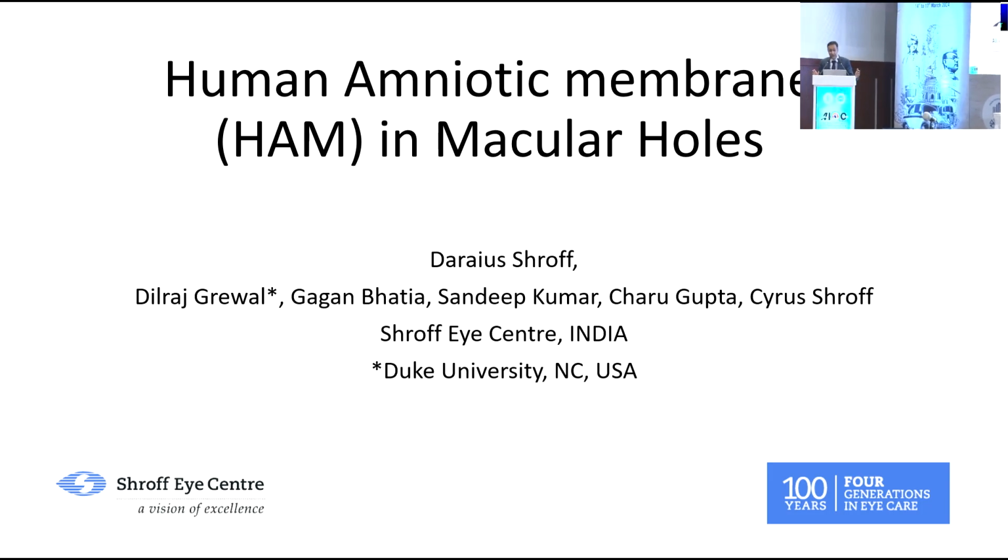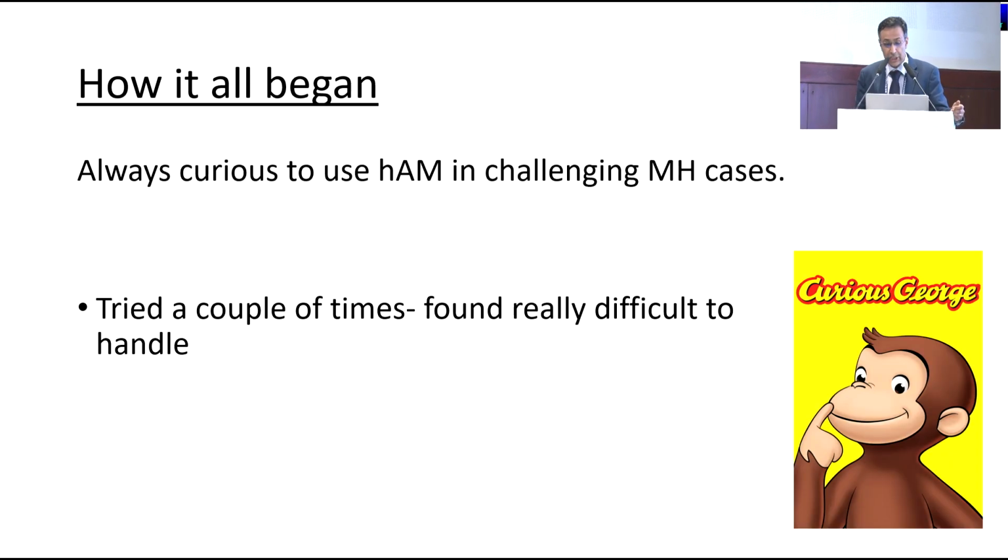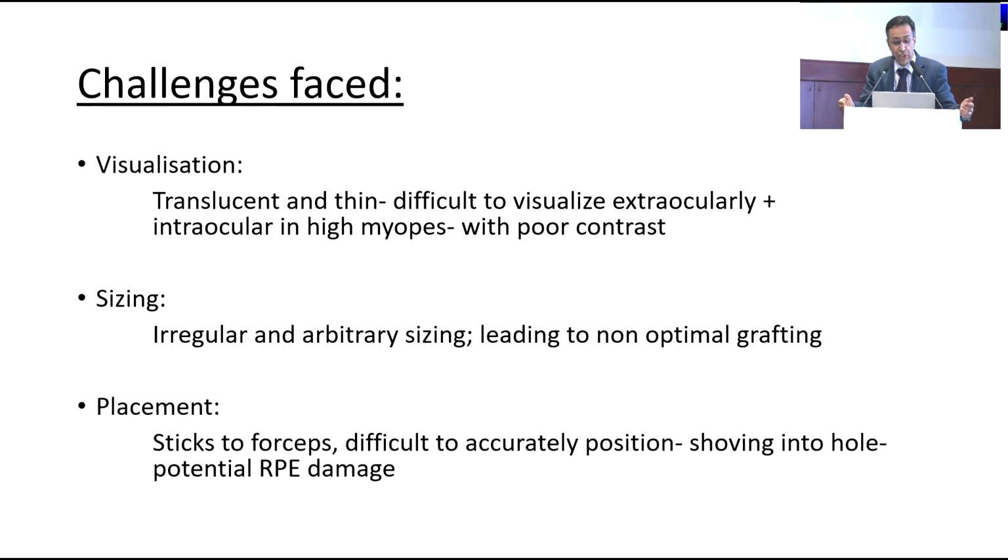I'm sorry to present this before lunch because it's going to make you very hungry, because I'm going to talk about HAM, human amniotic membrane, in macular hole surgery. Like Curious George, I was always curious to use HAM. Tried a couple of times, failed, and found it very difficult to use. Why? There is a challenge in visualization. It's thin and translucent, difficult to see. Sometimes you lose the graft. And in high myopes, there's very little contrast, so it's difficult to see the membrane. And when you can't see something, it's difficult to use it.